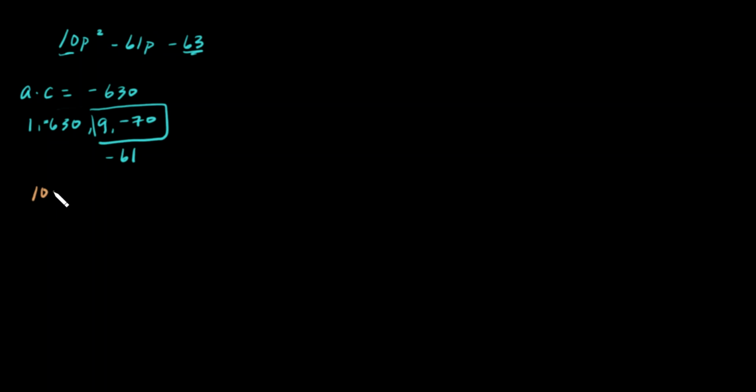Okay, so after we do that, we're going to split up that middle term into these two factors. So we get 10p squared plus 9p minus 70p minus 63. And then I am going to group them. I'm going to group these two together, I'm going to group these two together, and then I find a common factor.